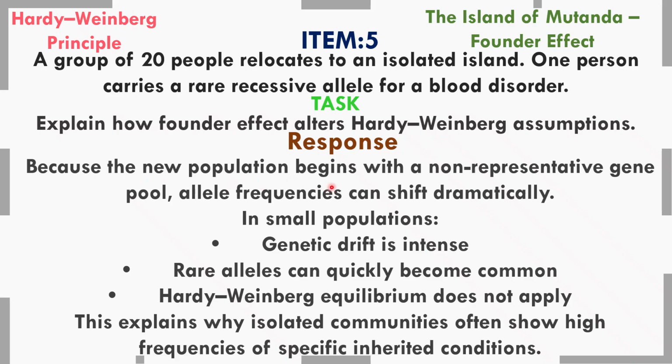Because the new population begins with a non-representative gene pool, allele frequencies can shift dramatically. In smaller populations, genetic drift is intense. Rare alleles can quickly become common. Hardy Weinberg equilibrium does not apply. This explains why isolated communities often show high frequencies of specific inherited conditions.